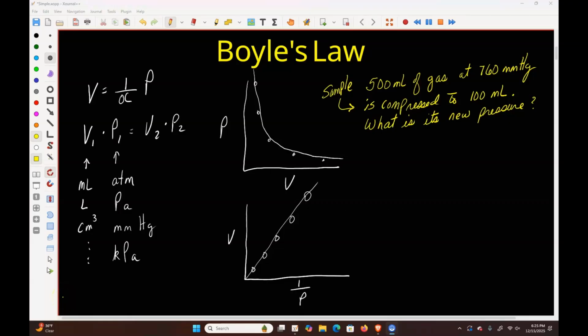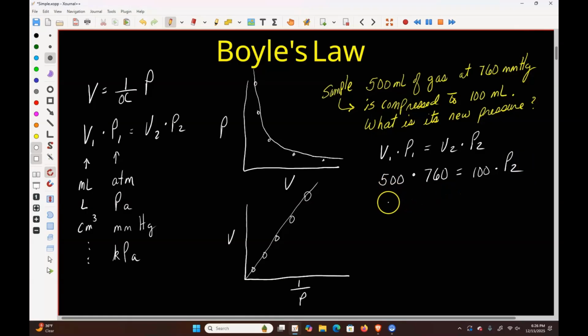Okay, let's look at a sample problem. 500 milliliters of gas at 760 millimeters of mercury is compressed to 100 milliliters. So what is its new pressure? Okay, so we will say volume 1 times pressure 1 equals volume 2 times pressure 2. So our volume 1 is 500 milliliters. Multiply it times the pressure of 760 millimeters mercury. That's going to equal 100 milliliters times some other pressure.